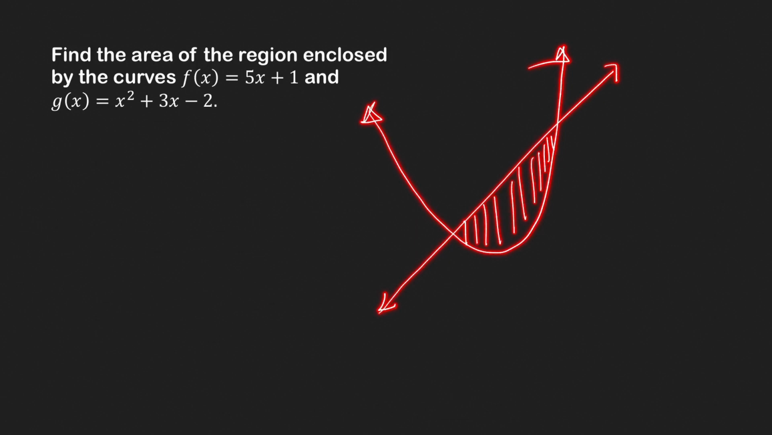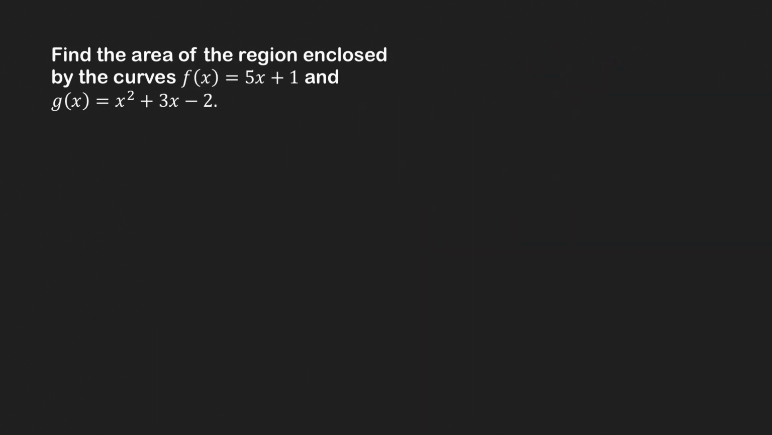So it is already clear that the line is higher than the parabola in this case. But to find this area, we need to determine the x coordinates of the points of intersection, which will become the limits of integration of our definite integral. So let's find those x-coordinates of the points of intersection.